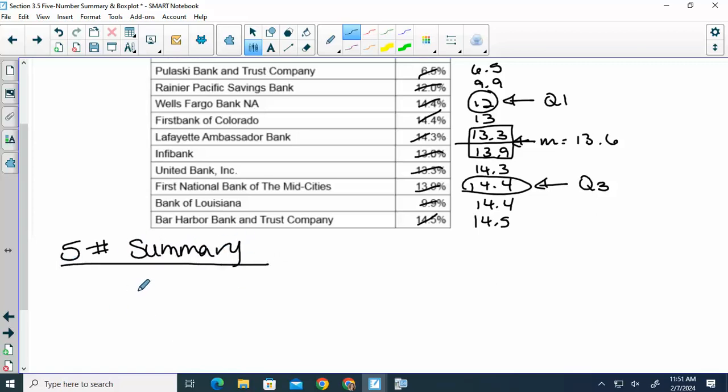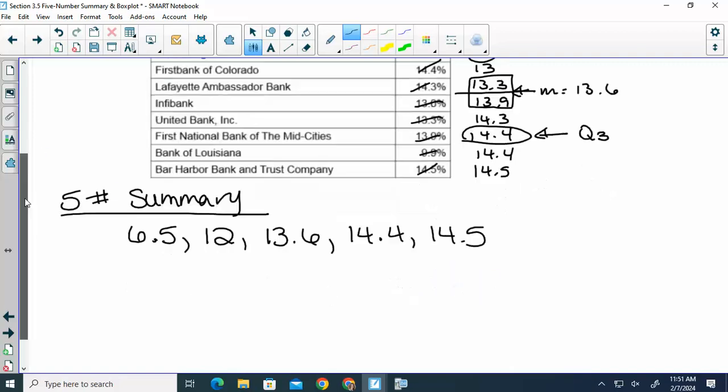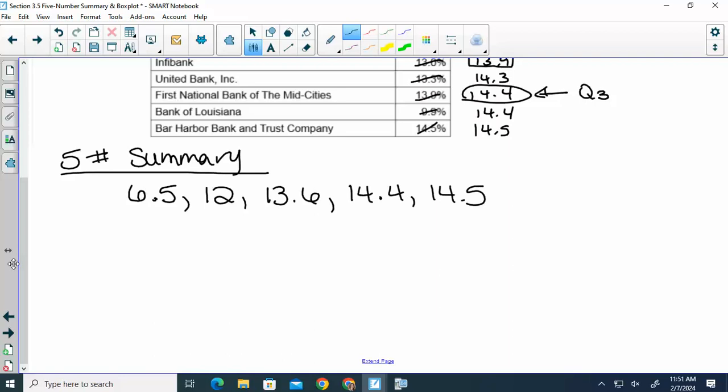We just list the numbers. So what is our minimum point? 6.5, comma, our quartile 1 was 12, median 13.6, quartile 3, 14.4, and then we end with our max, 14.5. You can label what's what, but there's really no need as long as you put them in order. Then we know what they stand for.